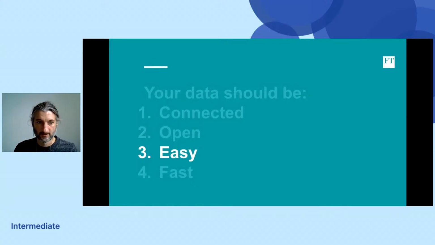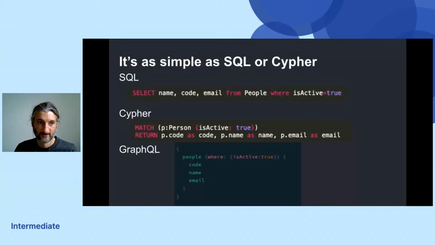So the next principle is easiness. I'm fond of saying to people at the FT, when they hear me talk about GraphQL and go, oh, what's that? Sounds scary. I just say it's as simple as SQL. And it really is. Here are 3 examples of queries in each language, which are all getting active people and a few properties on each. And other than syntax, they're about the same in terms of number of statements in them and complexity.